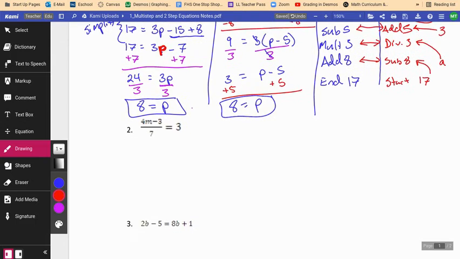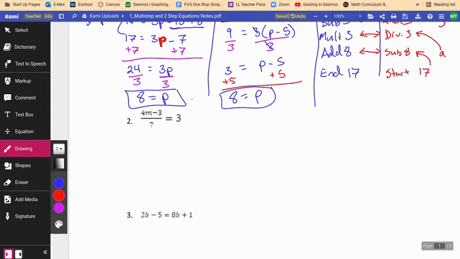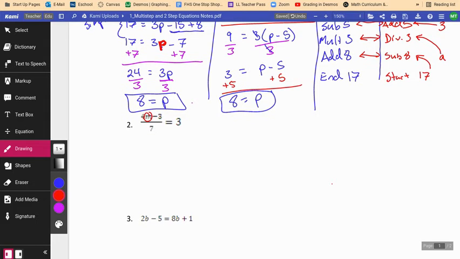Okay, so again, number 2, there are multiple ways to solve this one. Again, I want to isolate my variable. That's my unknown. So I have 4 times m minus 3, divided by 7, and that equals 8. So how do I solve this one? One way to do that is by multiplying both sides by 7.